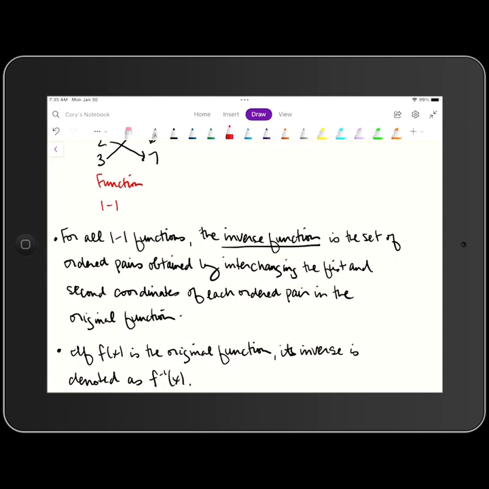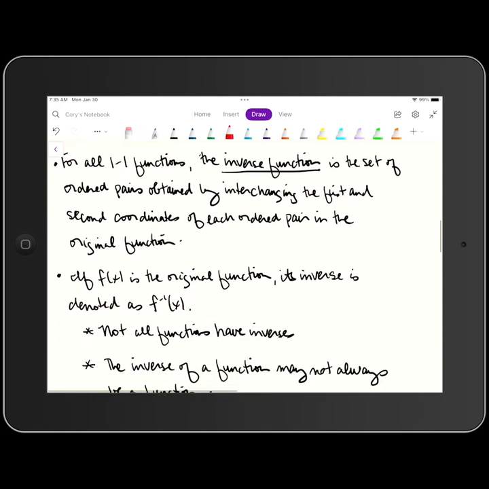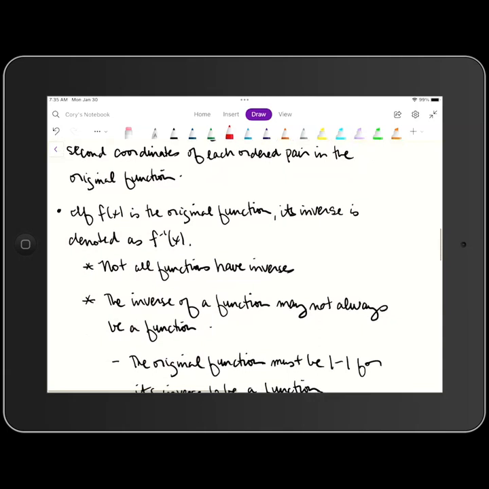So we're going to switch the x and y values of each ordered pair in the original function. Okay, if f of x is the original function, its inverse is denoted as so. This is how we write f inverse of x. It looks like f, and then it looks like the exponent -1. It's not an exponent, but that's how we write the inverse, f inverse of x.